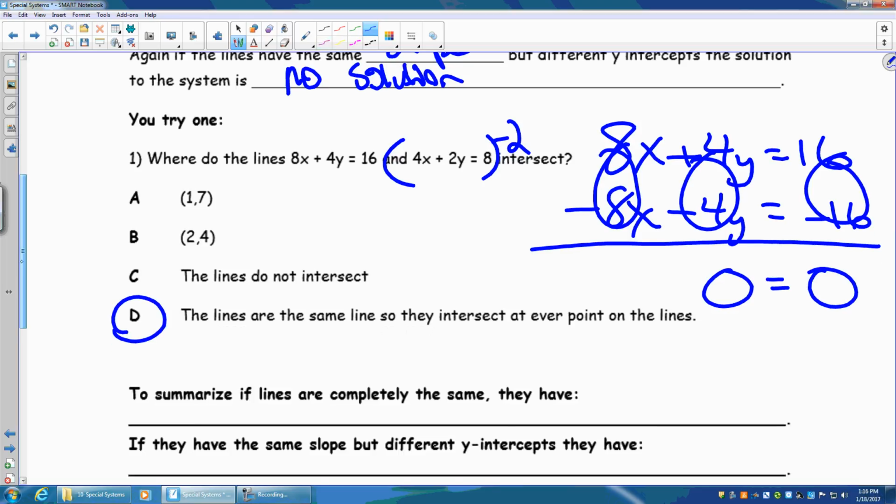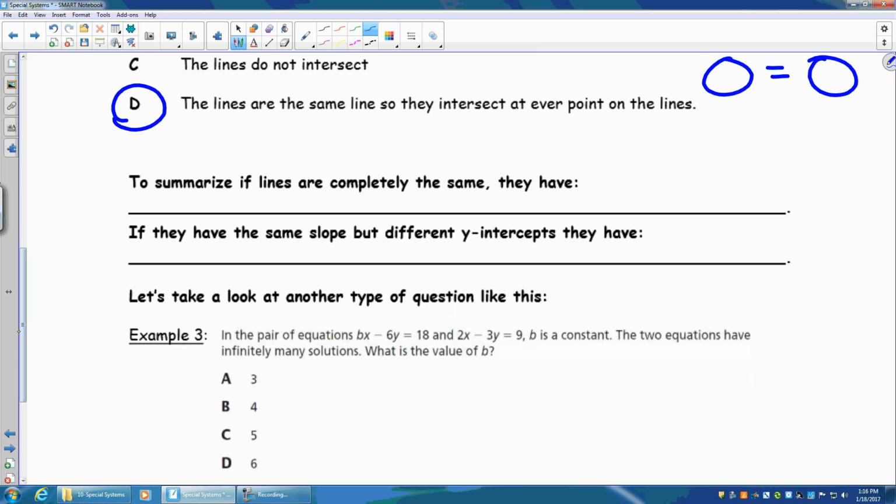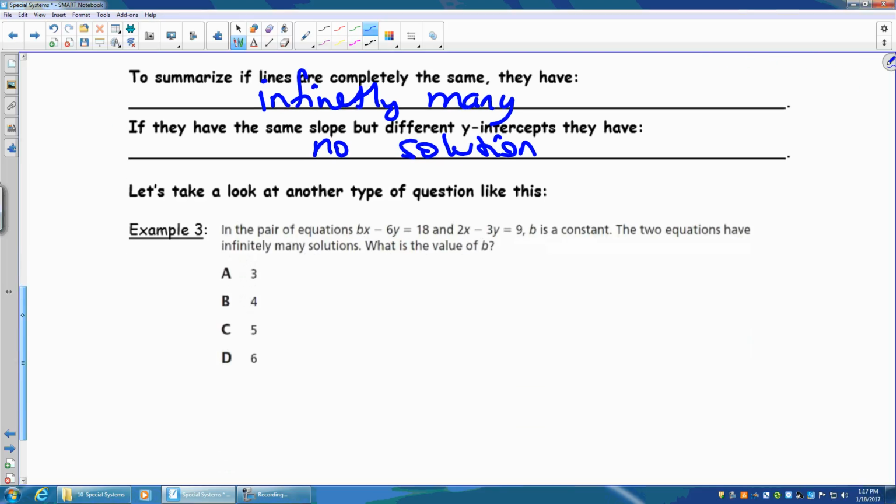All right, so to summarize, the lines are completely the same. They have infinitely many solutions. They're the same slope, but different y-intercepts. They have no solutions. And I probably should have put this one more time. Most systems have how many answers? How many times do the lines usually meet? Usually it's just once.